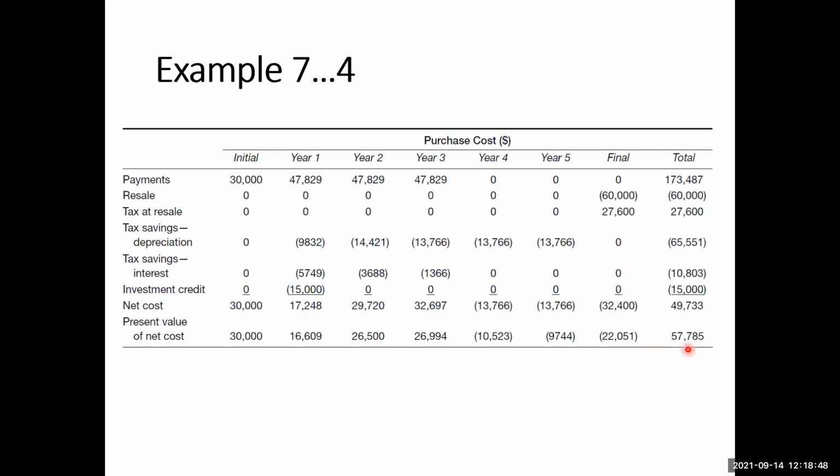Okay, so which means that if you use this equipment for 5 years, the present worth of this will be $57,000. So it is cheaper in this case to purchase the equipment rather than lease or rent the equipment. Purchase or buy means the same.